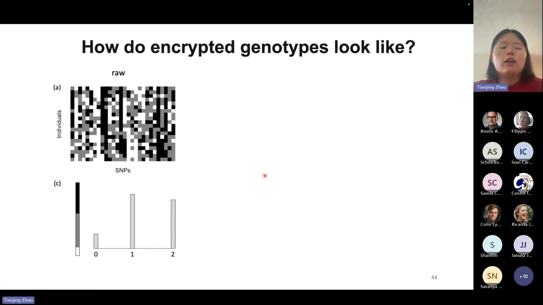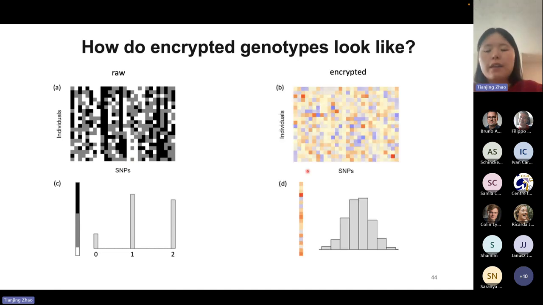So what does the encrypted genotype look like? On the left is the raw data, a genotype matrix of N by P, and the genotypes are coded as 0, 1, 2, so we only have three colors. If I extract one column, you can see a histogram with some 0s, some 1s, some 2s. And this is the encrypted genotype matrix, also N by P. If we extract one column and look at the values, they are actually continuous numbers following a normal distribution, like a bell shape.